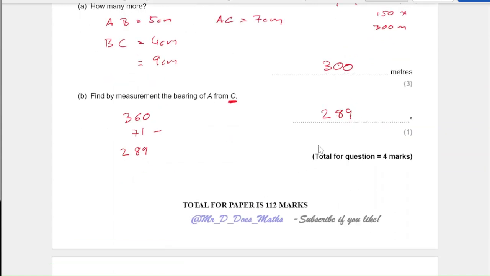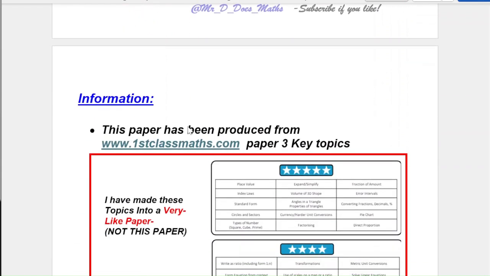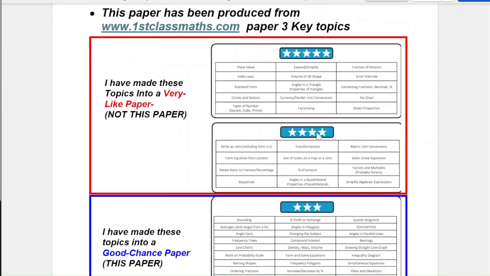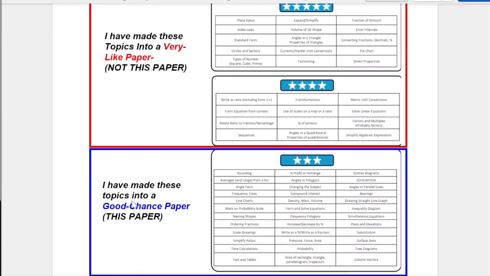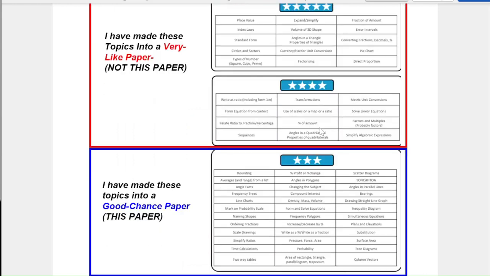Okay, and that brings us to the end of the paper. So as mentioned at the start of the video, all the questions on this are based around first class maths key topics for the foundation for paper 3. And this paper has been based around the good chance. So there is a separate video called the very likely paper. Please do check that out if you haven't already, which are the 5-star and the 4-star. This is just based around the 3-star questions.